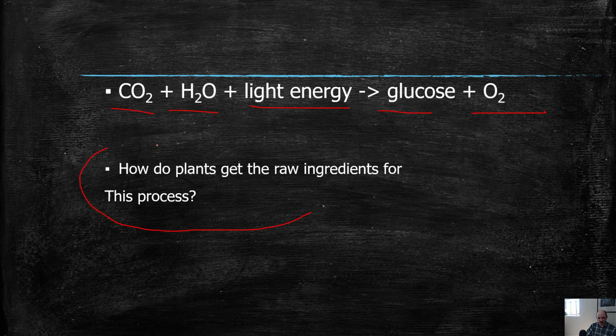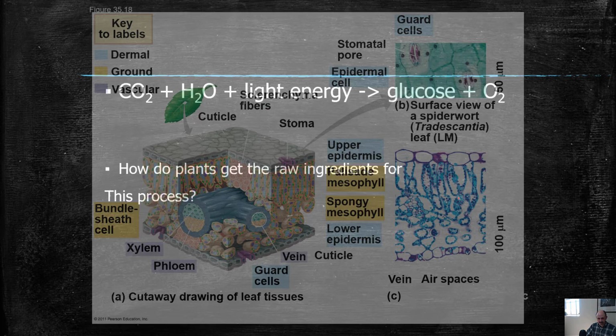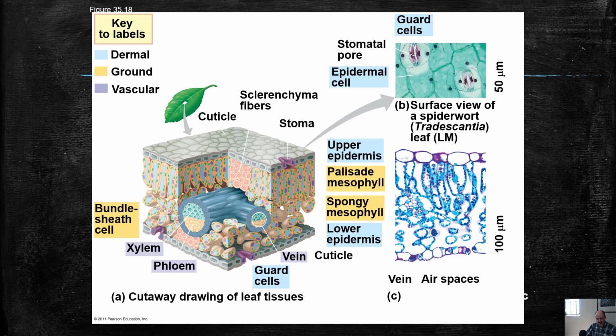So I want to focus for a moment on how do plants get the raw ingredients for this process? How do they breathe, essentially? Well, plants have structures called leaves, typically. Sometimes this happens in the stems. They have leaf tissue. Here we see a leaf. We're going to zoom in on it. We're going to look at a leaf in cross-section here.